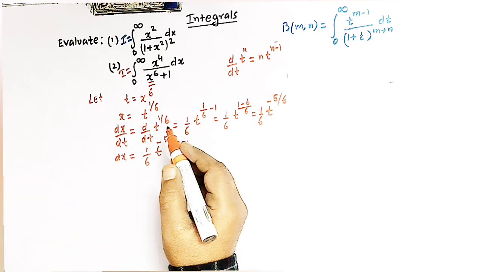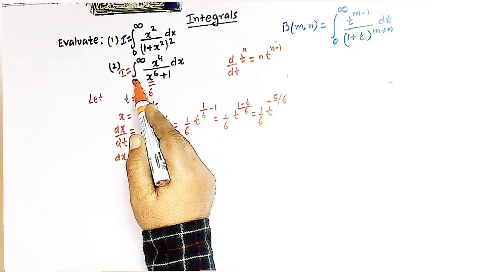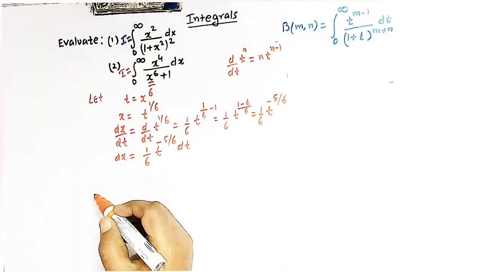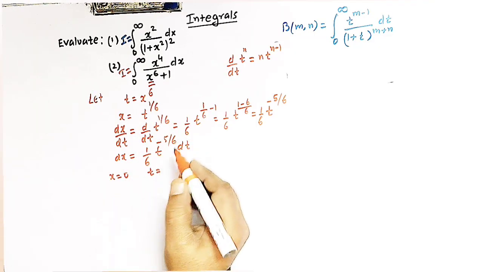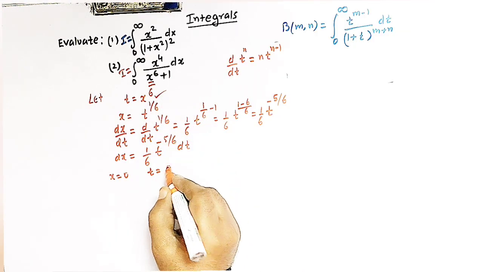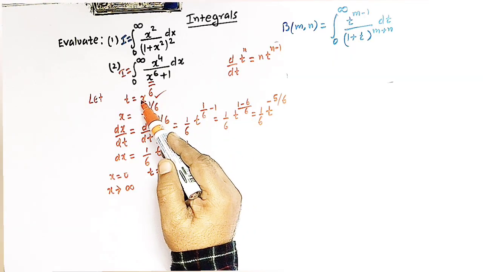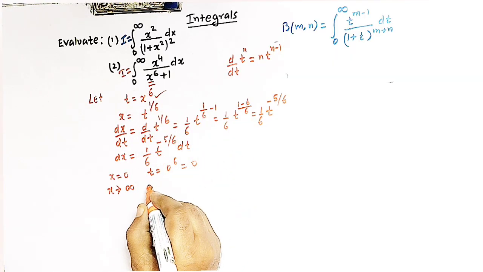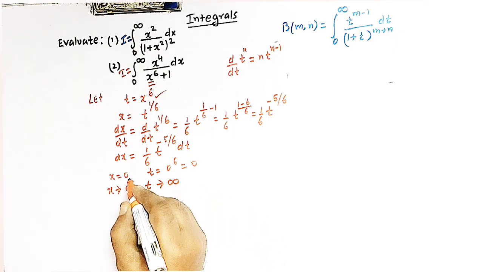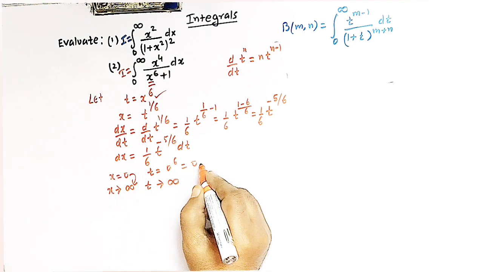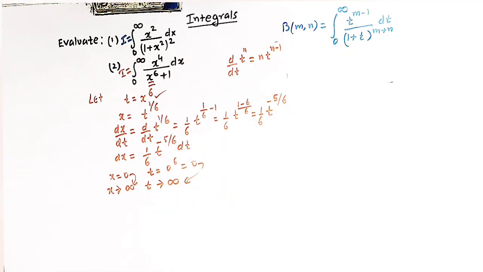Okay, so now let us change the limits accordingly. Here x varies from 0 to infinity. The lower limit is 0, the upper limit is infinity, right? So when x is equal to 0, then the value of t is given by this relation, that is 0 raised to 6, that is 0. And when x tends to infinity, then from this relation we can easily conclude that t also tends to infinity, right? So when x varies from 0 to infinity, t also varies from 0 to infinity. So in this case also the limits remain the same.